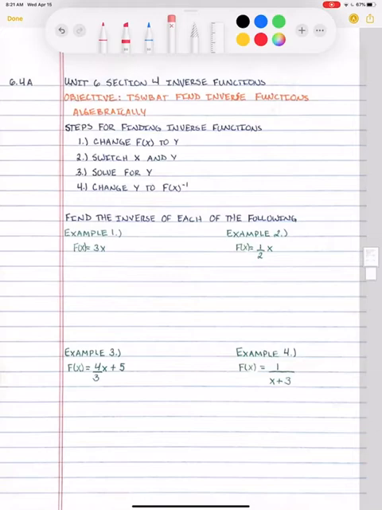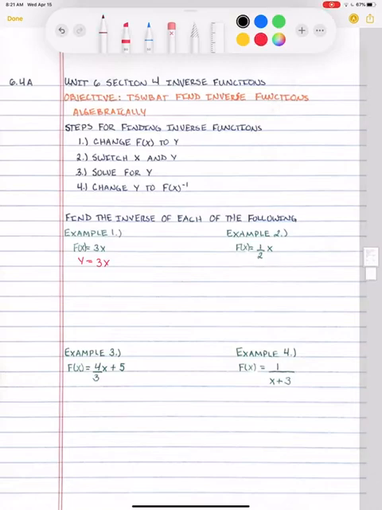Alright, let's go ahead and get started. It says, find the inverse of each of the following. We have example 1, f of x equals 3x. All I'm going to do is follow the 4 steps above. So step 1, change f of x to y. Instead of f of x, I have y equals 3x.